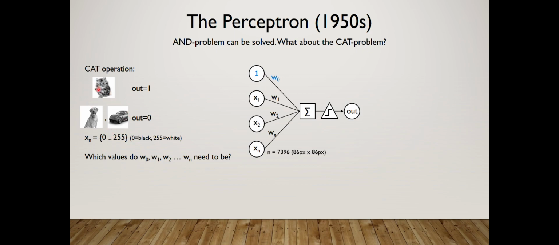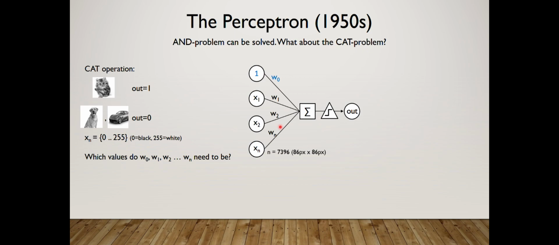And each picture has 7,396 pixels, and we're going to push these in here through the network. And I want you to find the set of weights such that the perceptron outputs a 1 if it sees a cat picture, and outputs a 0 if it sees not a cat picture. What are the weights going to be?